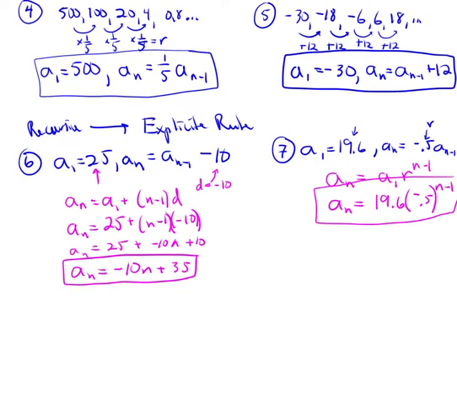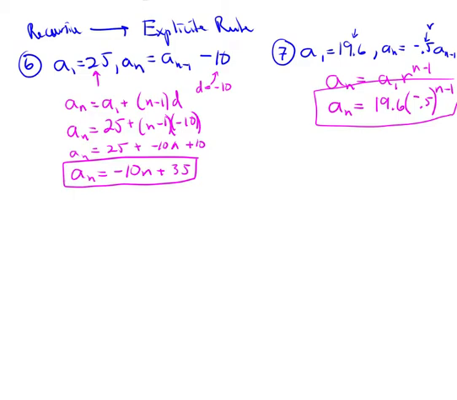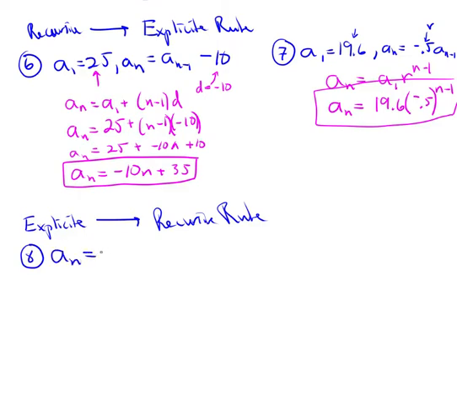All right, so now we're going to go from the explicit, given the explicit rule, we're going to write a recursive rule. All right, so example 8. If we are given a sub n equals negative 2n plus 3. All right, so we know that that negative 2 is our common difference. That's what the change is going to be.